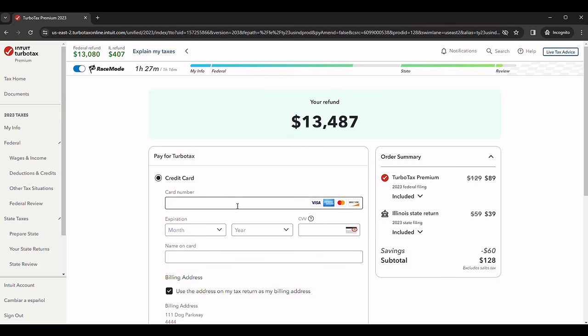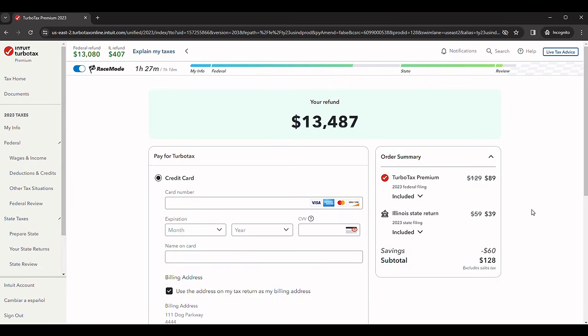Here's where they get you. Okay, so look at that. They're charging $39 for the states. Where is this savings is because these got chopped down apparently. Okay, so it's going to be $128 to file all of this and get this refund.